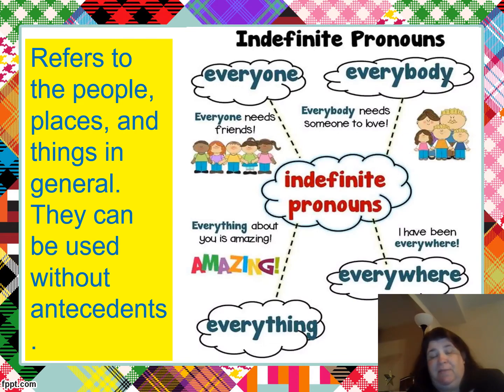It's non-specific. So everyone needs friends. It's talking about a whole grouping of people needing friends. It's not saying the Job Corps people need friends. No, everybody needs them. Everybody needs somebody to love, not just me, everybody. Everything about you is amazing. Not just one thing about me, just everything. Everything about me is amazing.